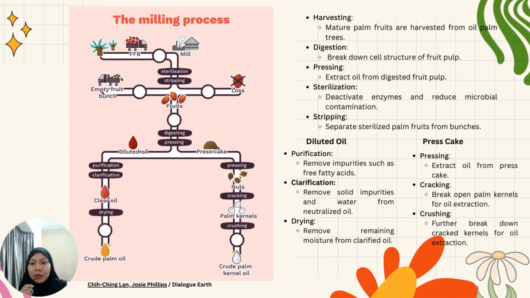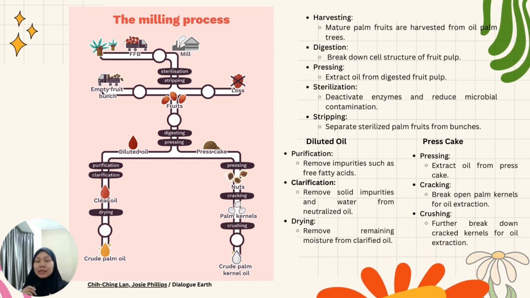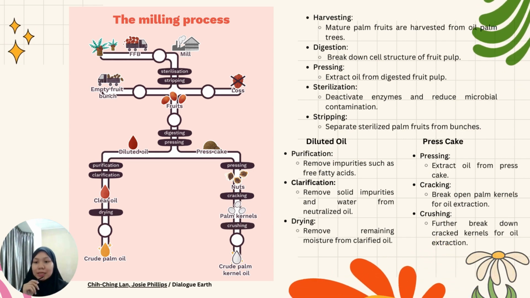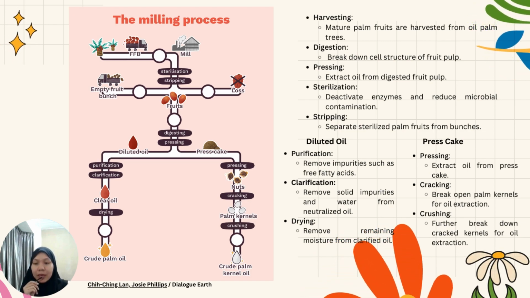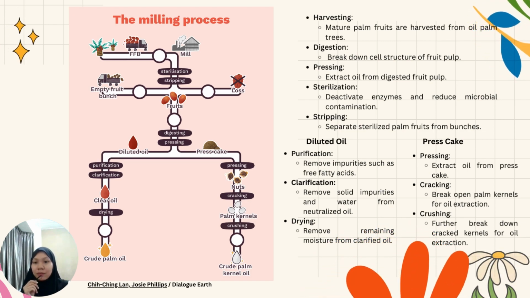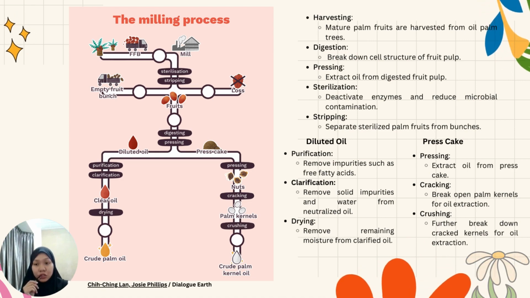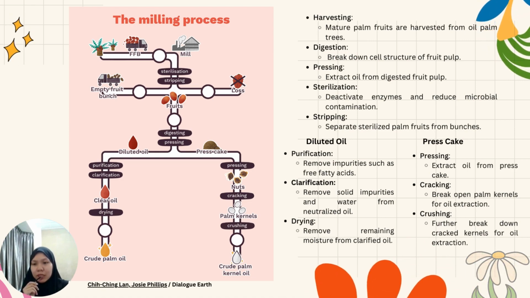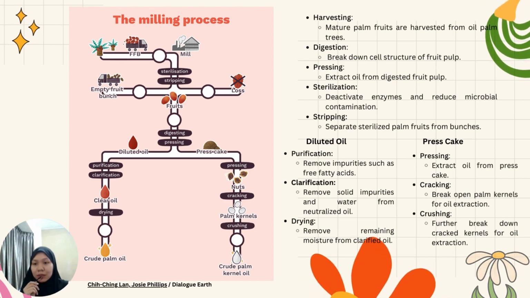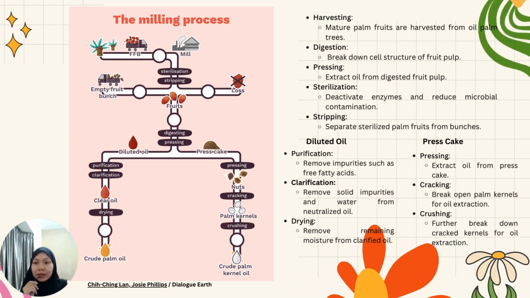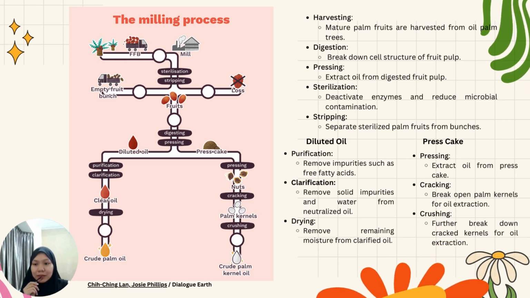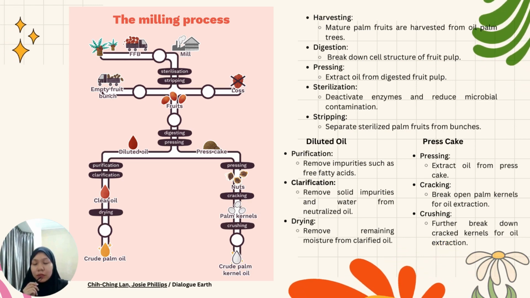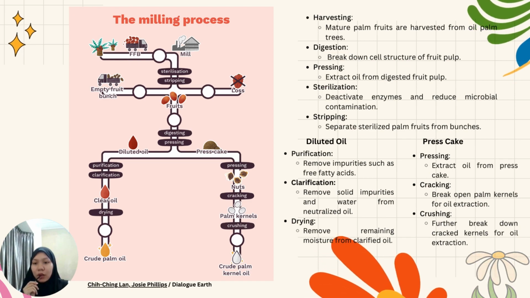The digestion process typically takes place in a steam heated digester, which is a large vessel equipped with a steam coil or jacket for heating the fruit pulp. After sterilization, the sterilized fruits are mechanically crushed and/or shredded to create a homogeneous fruit mesh. The fruit mesh is then transferred to the digester, where it is heated under high temperature and pressure using steam. The high temperature and pressure in the digester help break down the cell wall of the fruit pulp, releasing the oil trapped within the cell.